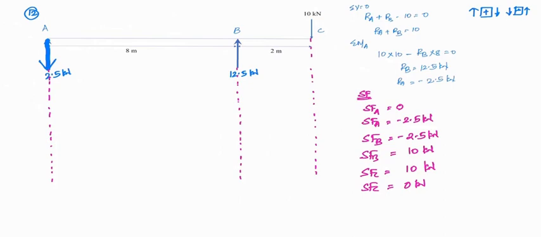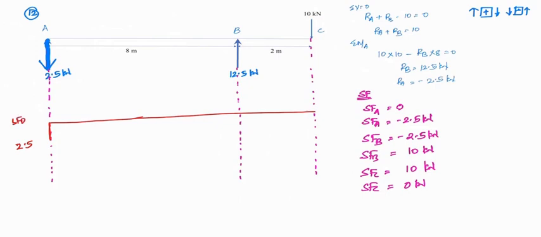Now you can see, we will draw the variation of this. SF at A is 0. At the same time there is minus 2.5. That is, I can write it as minus 2.5. I'll take it as negative. This is the case of SFB.